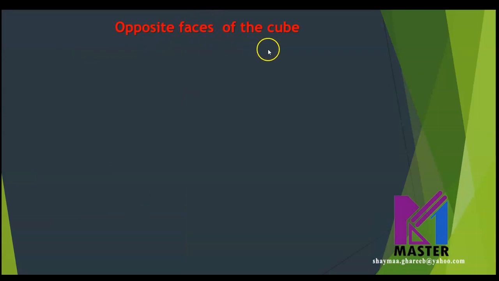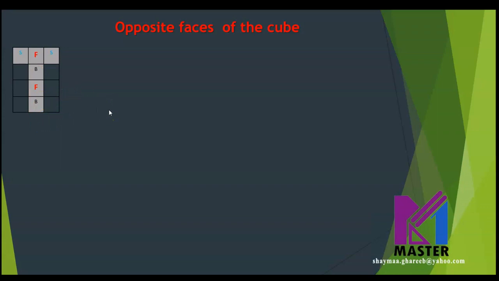Opposite faces of the cube. Now we are going to talk about how to identify the opposite faces when I have the net shape of the cube. For example, this shape is one of the possible nets of the cube. I gave the opposite faces the same letter and color. For example, S and S for opposite faces, F and F opposite faces, B and B opposite faces.